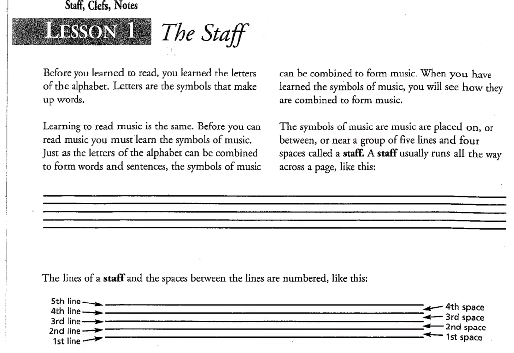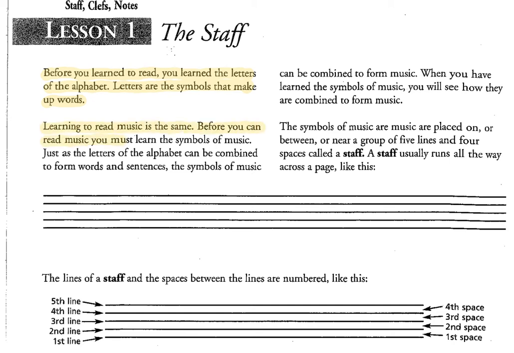All right, lesson 1, the staff. Go ahead and follow along with me. It says, before you learn to read, you learn the letters of the alphabet. Letters are the symbols that make up words, and we know that's true. Like if we combine D, O, and G, you get dog. We figured that out. And then it says, learning to read music is the same.